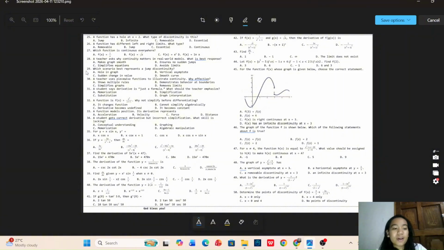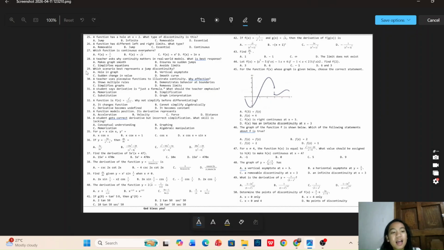Moving on to number 32, a function is f of x equals x squared all over x plus 1. Why not simplify before differentiating? So, among the choices, the correct answer of number 32 is letter A. It is because if we simplify before differentiating, then it would change the function. Therefore, in order for the function to not be changed, it must be differentiated first before simplifying.